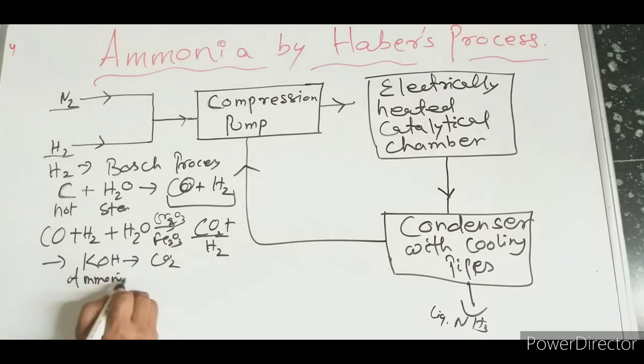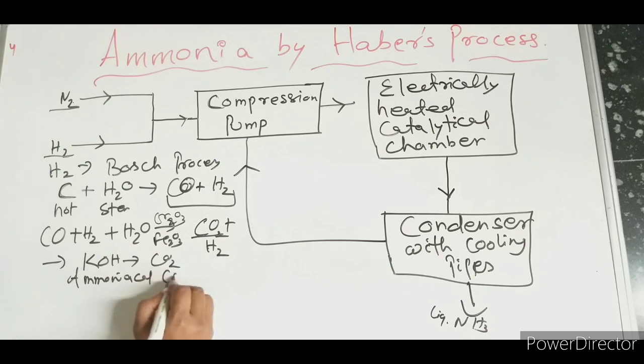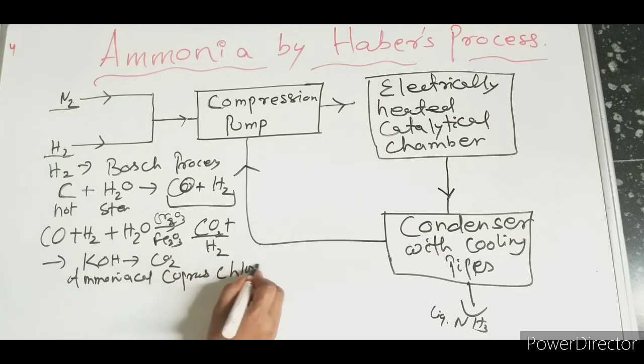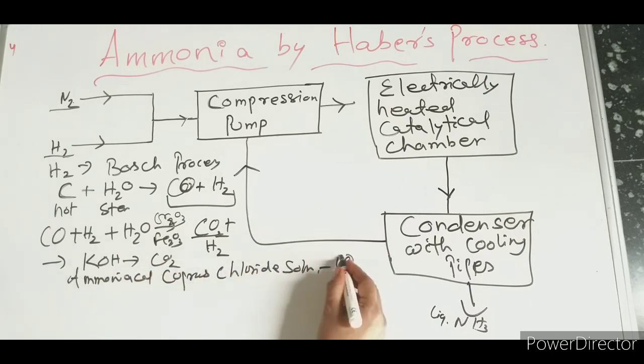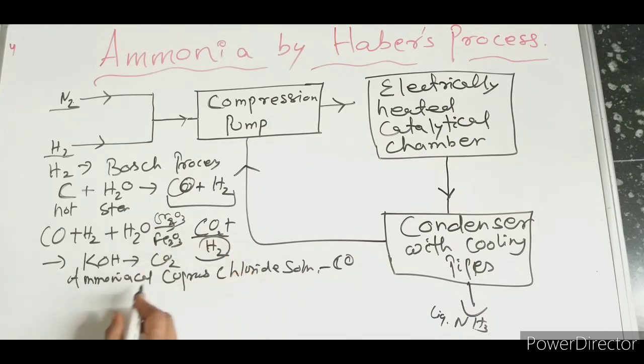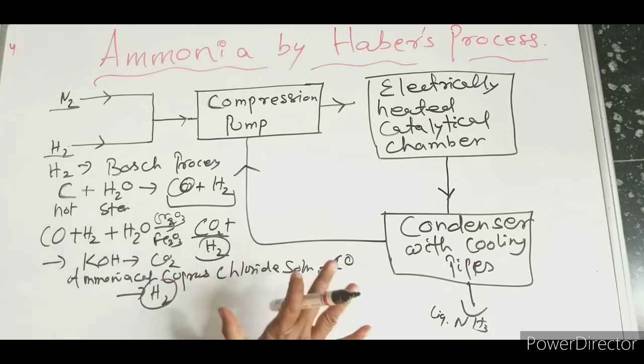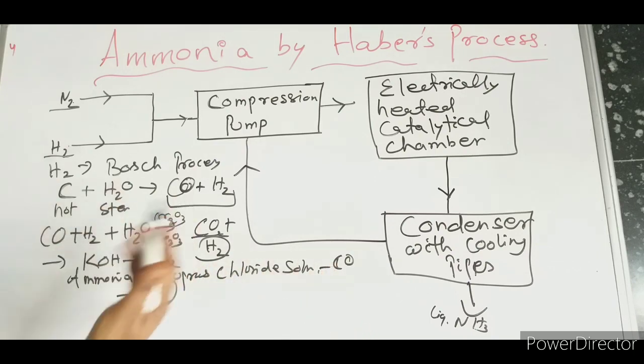For the carbon monoxide, we use ammoniacal cuprous chloride solution. Passing through that, the carbon monoxide will dissolve. What is left here? We are getting hydrogen. This dry, pure hydrogen can be taken for this purpose. So remember this one. Take a screenshot of it. We will go to the equation now.